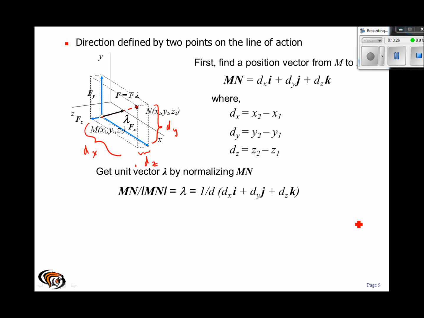To get the unit vector, what we need to do is normalize this position vector MN with respect to its length. The length we can find using the Pythagorean theorem, essentially the square root of the sum of the squares. And so finally, we can write down the force in vector form by multiplying that unit vector times the magnitude of the force. And so it's written out as shown at the bottom of the slide.